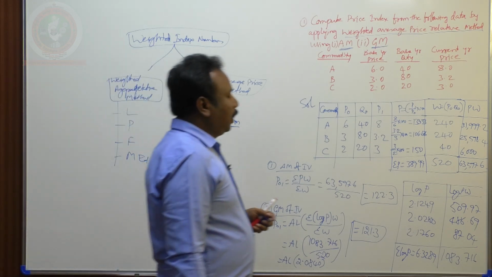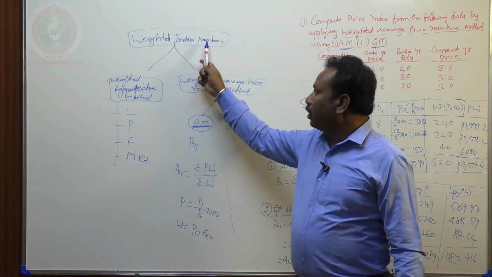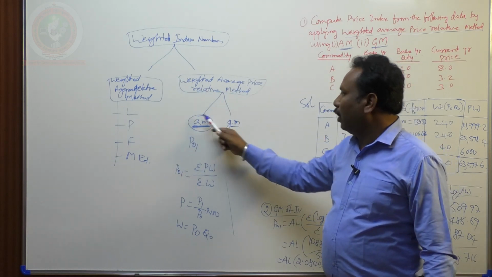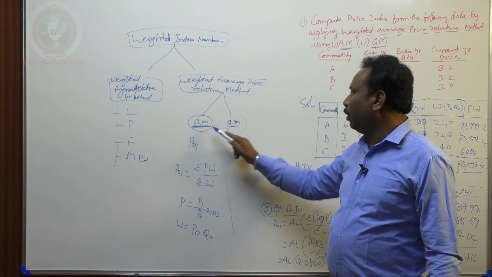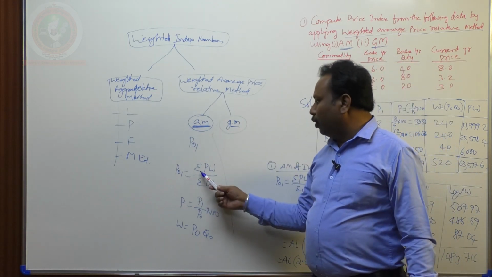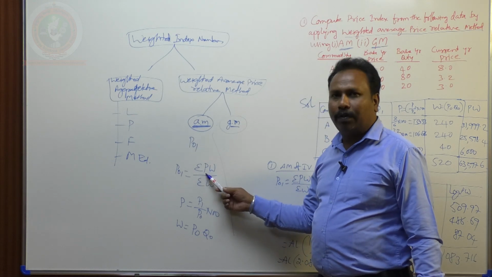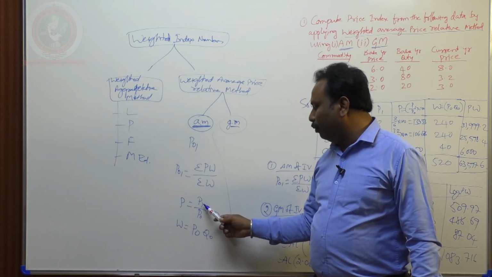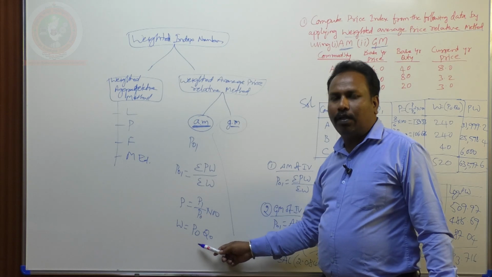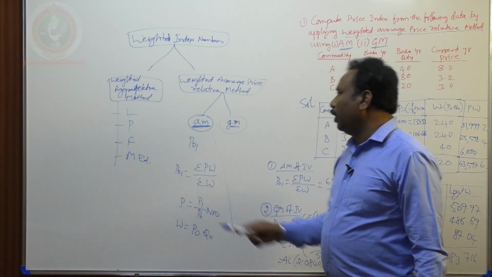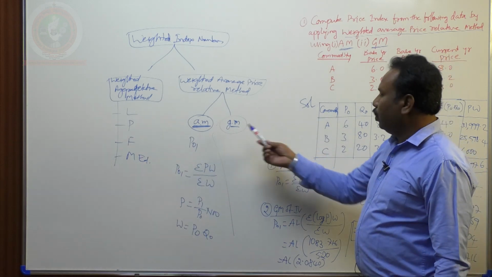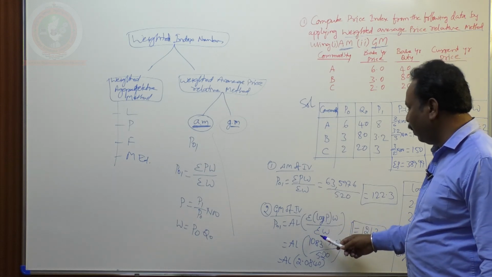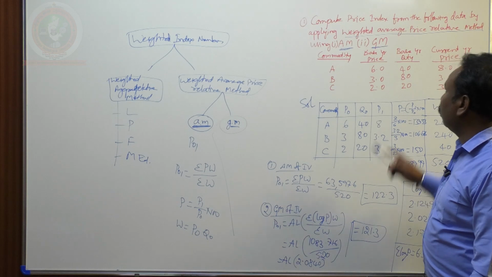So this is the case under the weighted aggregative method and the weighted average price relatives method, and under that, two methods: arithmetic and geometric. Arithmetic mean is summation of P into weights divided by summation of weights. The P value is P1 divided by P0 into 100, and the weights are P0 into Q0. Simplify this, and we get the index value under the arithmetic mean. Like that, the geometric mean is anti-log of summation of log P into weights divided by summation of weights. We simplify this.